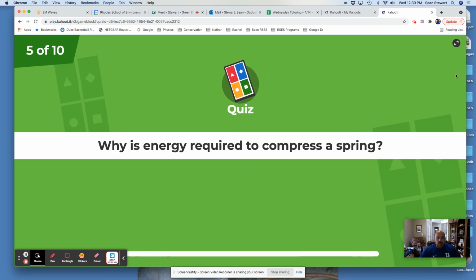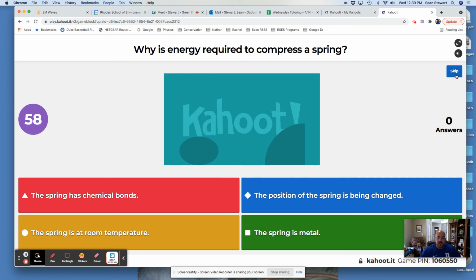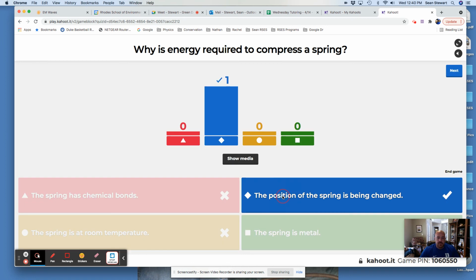Why is energy required to compress a spring? Compress means push together. Press pause and think of your answer. So if I told you compress means push together, that means it's moving, or a fancier way of saying moving is blue here. The position of the spring is being changed. The position changes, which means it moves.